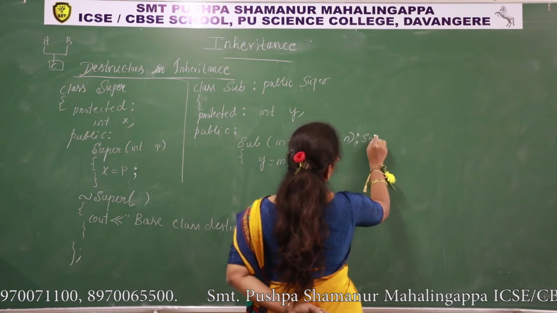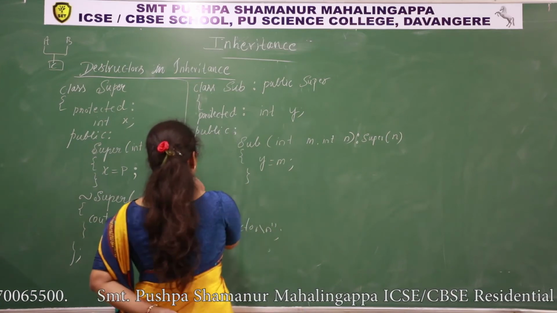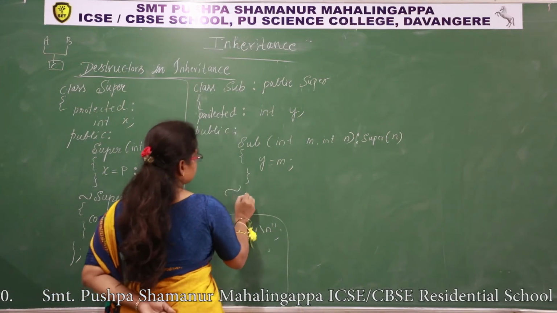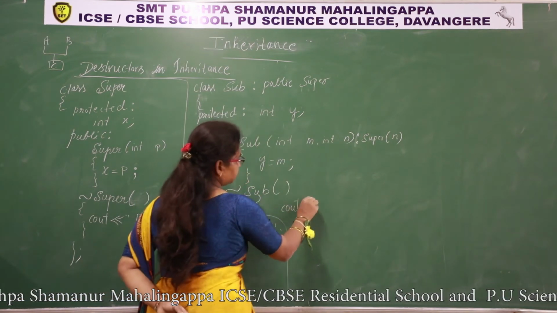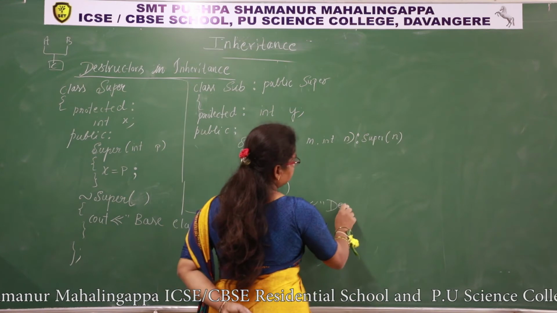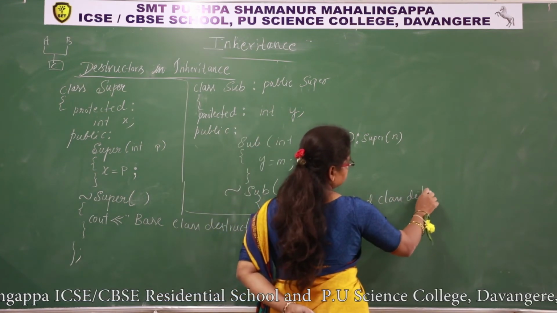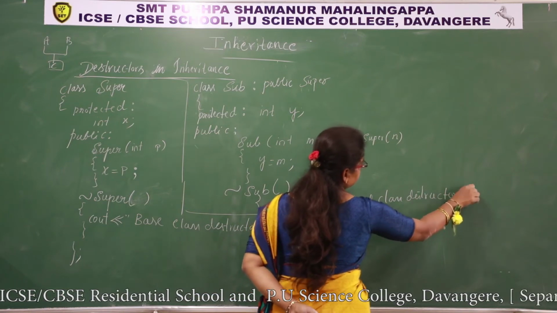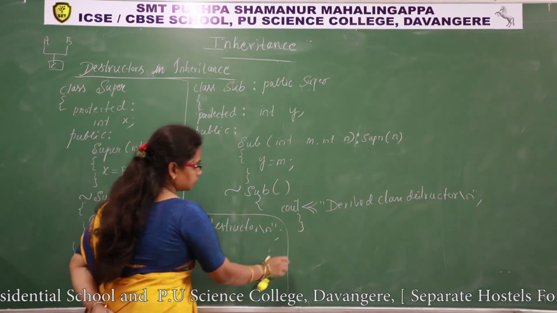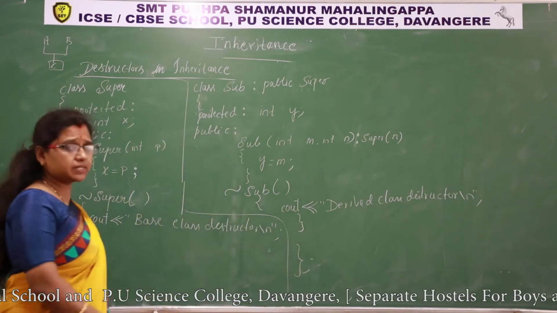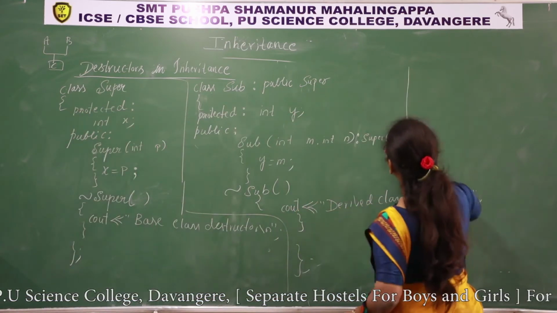Colon, Super, Sub, cout, derived class destructor. I did not write a display statement. I hope you understood which variable is which value here.